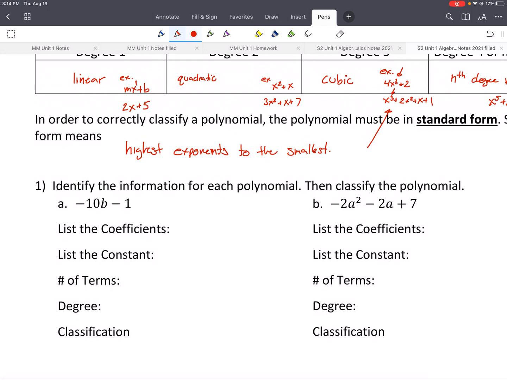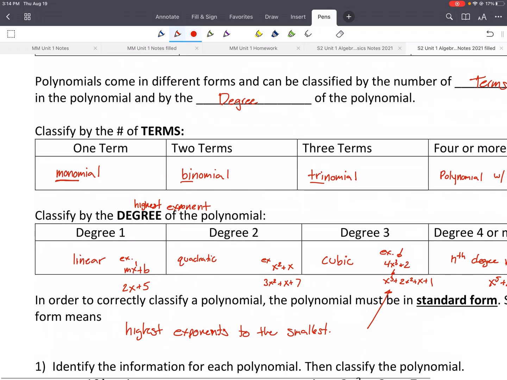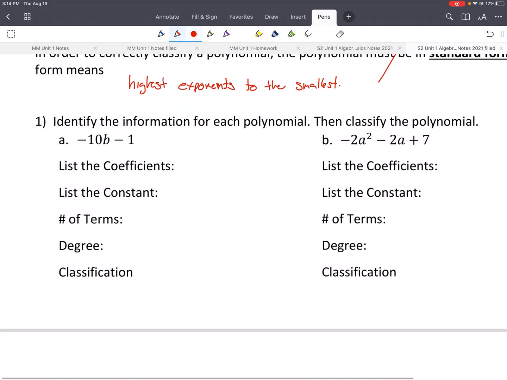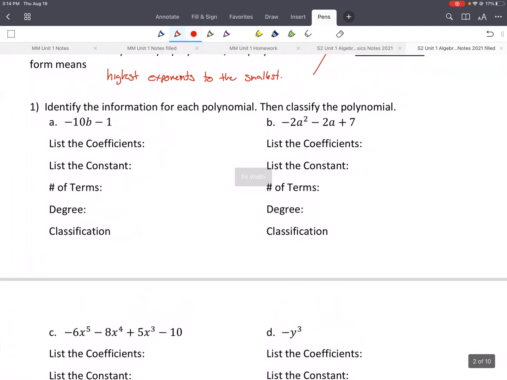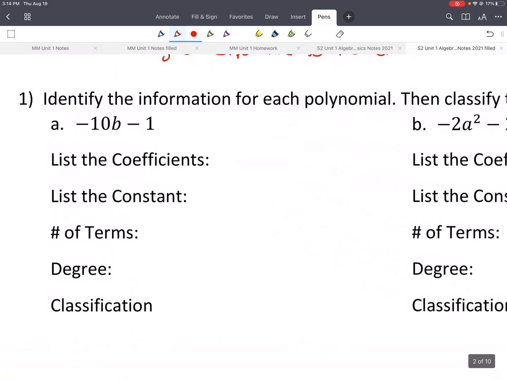All right, so here we're just going to identify this information for each polynomial, and then classify. So classify are like these things, classified by the number of terms and by degree. All right, we're going to do the first 2 together, and then I'd ask you to please pause and do C and D. All right, so list the coefficients. Again, coefficients are the numbers in front of a variable. So we have -10. The constant here is a -1. It doesn't have a variable with it. And then number of terms, we have 2 terms, 1, 2.